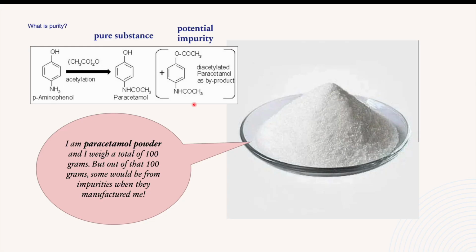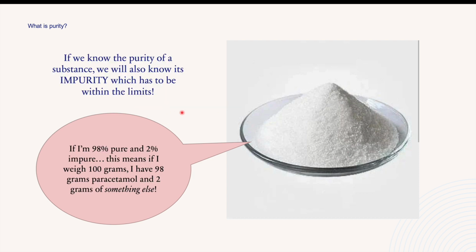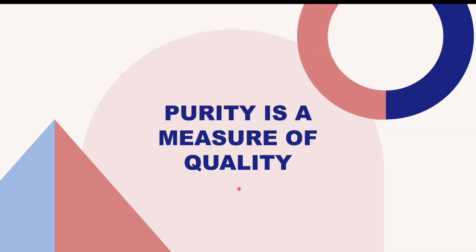Now, take for example, you produce 100 grams of paracetamol powder. This is the weight, but not all of it is paracetamol. Some of it would be the impurities. So let's just say your purity statement is 98% pure. Then it would make sense that the remaining 2% are your impurities. So out of 100 grams, 98 grams is purely paracetamol. The 2 grams would be something else. Therefore, purity is a measure of quality.